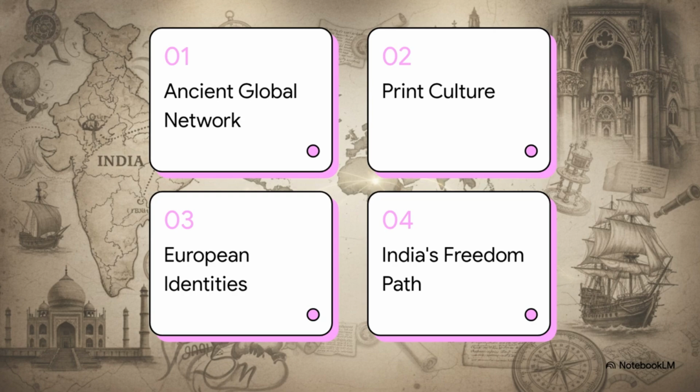Here's our roadmap for today. 1. The ancient global network. 2. Print culture changes everything. 3. Forging European national identities. And finally, 4. India's path to freedom.